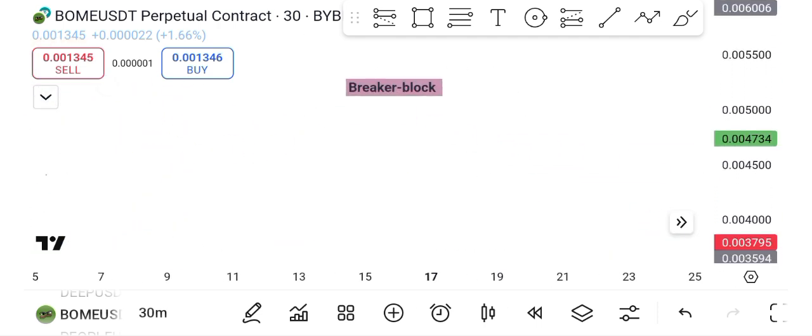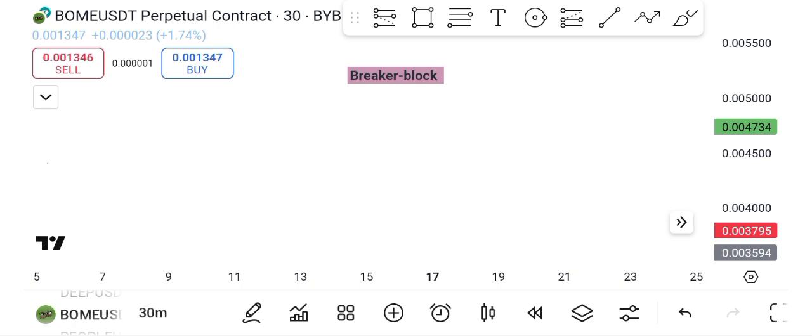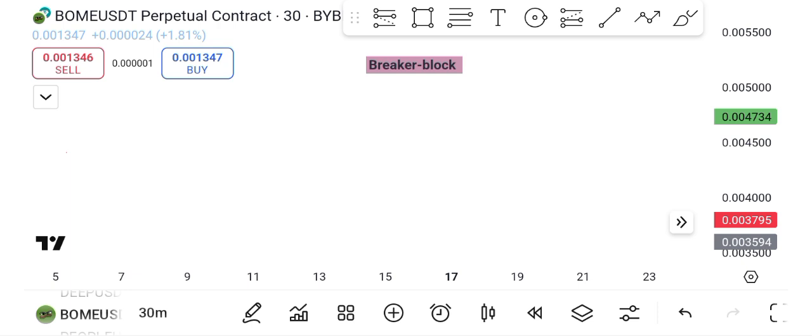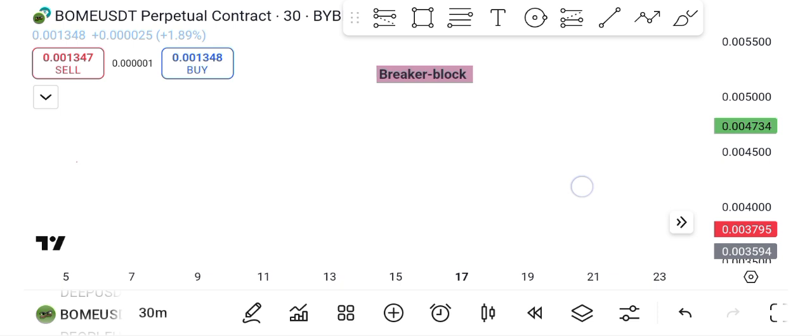Breaker block trading model. Before we go into this model, I'll put a video in the description box below. Before you can have a very good understanding of how to trade breaker blocks, you need to understand market structure and liquidity. I've created a series of videos which I'm going to put in the description box below. You can pause this video and go watch them to get full knowledge, so that you can connect it with what we are going to be watching in this video.